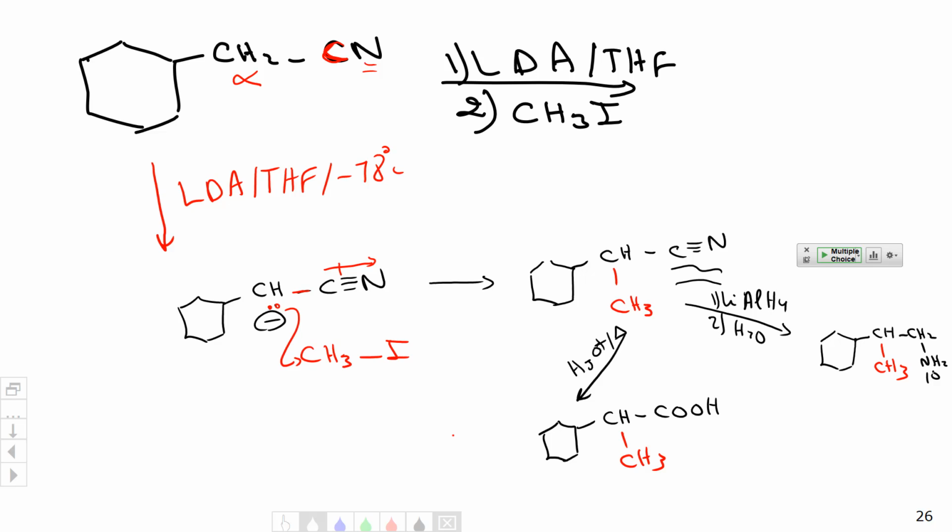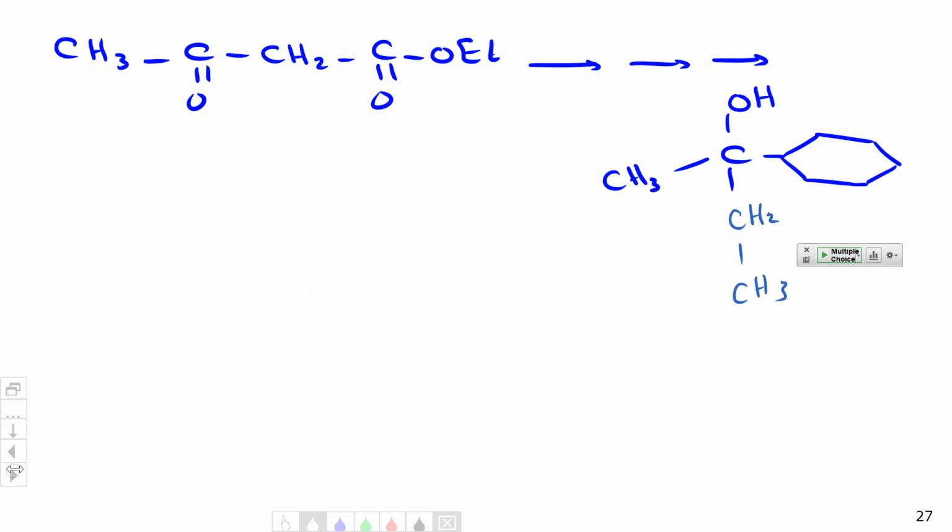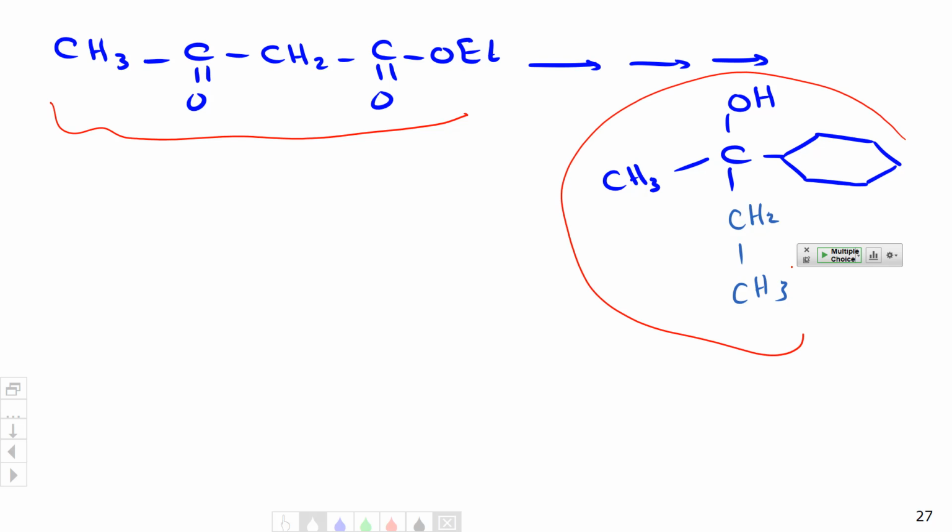So in other words, this alpha alkylation can happen to esters, to cyclic esters, to malonic ester, to acetoacetic ester, to ketones, to aldehydes, as long as there is an alpha hydrogen on the alpha carbon. So in here we're starting with the acetoacetic ester, ending up with this compound. The question is, what are the steps needed to achieve this transformation? Stop the video right here.